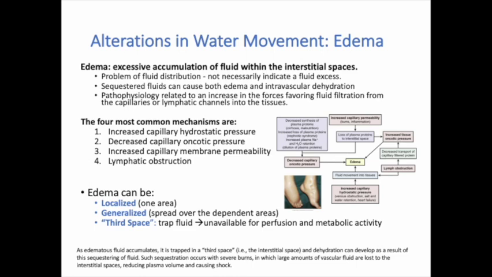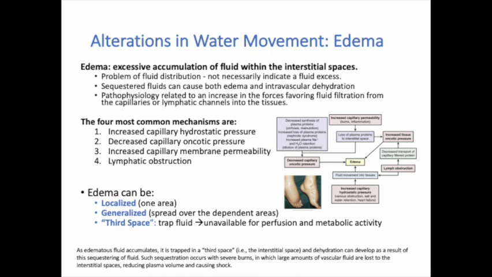The pathophysiology is related to an increase in the forces that are favoring fluid filtration from the capillaries or the lymphatic channels in the tissues. So we have a disruption in Starling's law. Venous obstruction can cause hydrostatic pressure to increase behind the obstruction, pushing the fluid from the capillaries back into the interstitial space. Venous blood clots, hepatic obstruction, right heart failure, tight clothing around our extremities, prolonged standing. These are all common causes of venous obstruction.